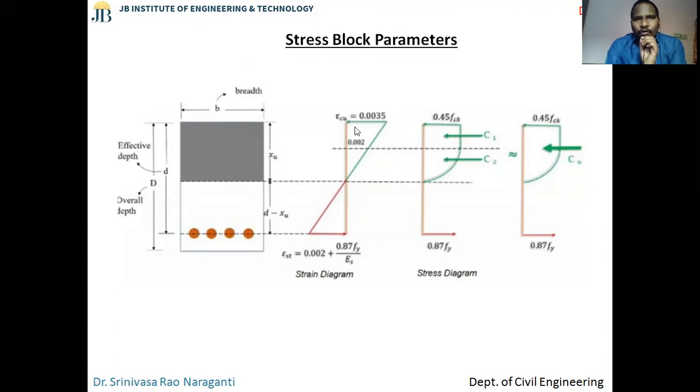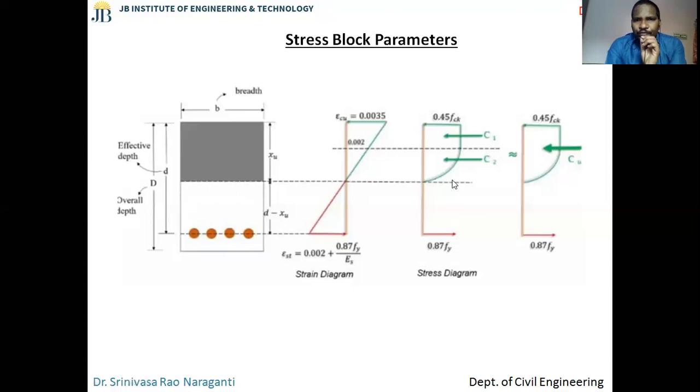When the concrete is completely strained up to 0.0035, then the maximum stress available in the concrete is 0.45 fck, and the maximum stress in the steel is taken as 0.87 fy. That means fy divided by 1.15. Here it is 0.67 fck by 1.5. Those are the stresses.